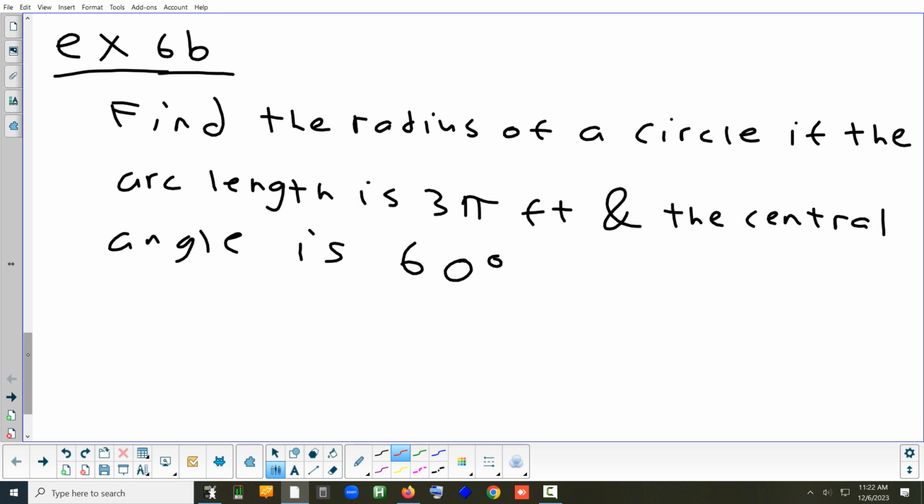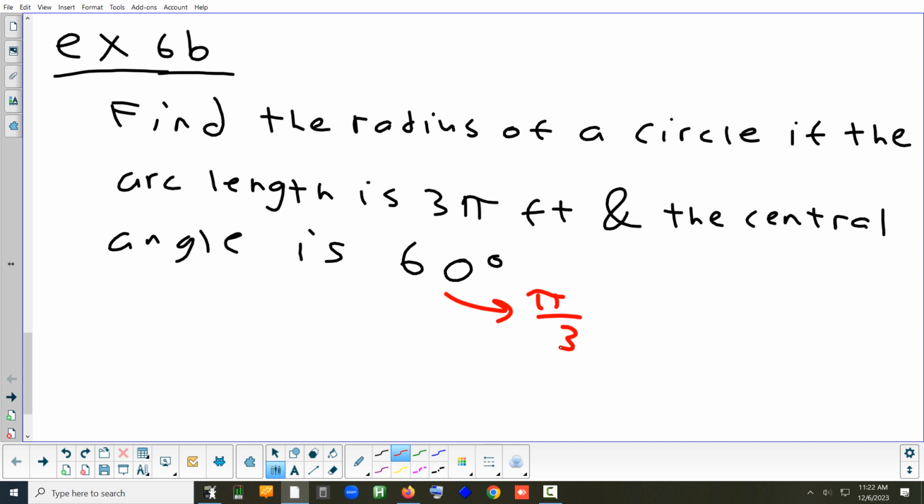Okay, before I even write down the formula I'm going to use, is there anything that you notice in that information that's given that we're going to have to change to make it work with our formula? Yep, 60 degrees to radians. Right, we've got to change 60 degrees to radians. And that's what we talked about how to do yesterday. What is 60 degrees in radians? Is it pi over 3? Yeah, pi over 3, very good. Okay, so we convert degrees to radians. And now we're ready to use the formula.